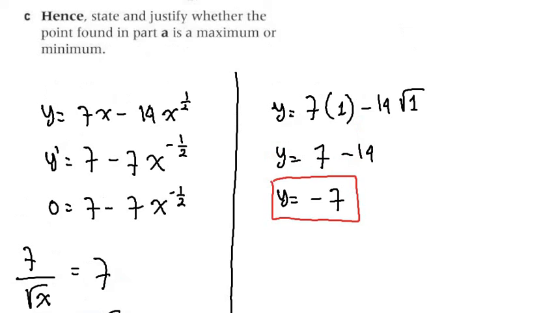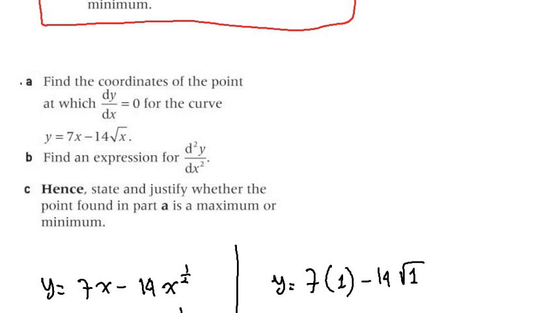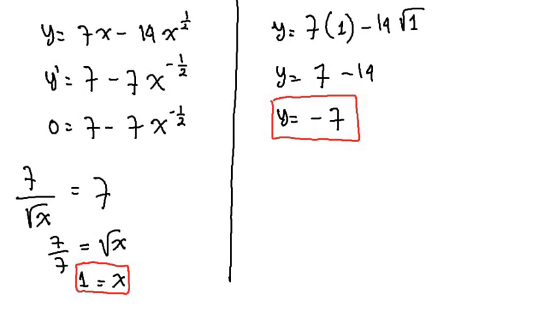So in this case, the coordinate of the point at which dy over dx is 0, which is the extreme point, can be maximum or minimum. We can prove it later. So the extreme point is 1 comma negative 7. So this is the answer for A.